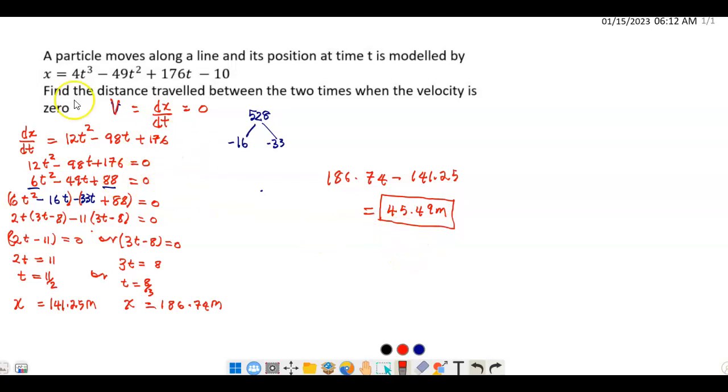So here ends this question. In the next tutorial, I'll do another question, which is going to be the vector variable question, where we have them in i and j.